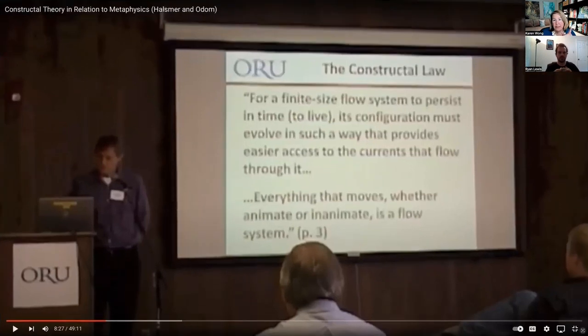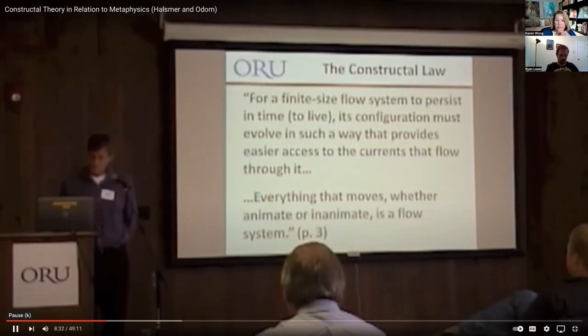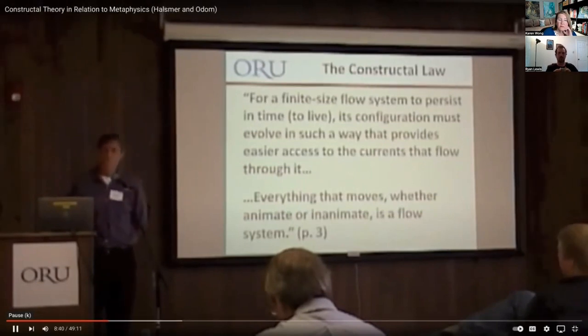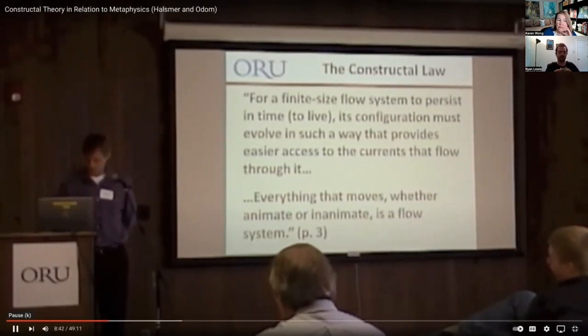It says, for a finite size flow system to persist in time or to live, its configuration must evolve in such a way that provides easier access to the currents that flow through it. Everything that moves, whether animate or inanimate, is a flow system. Now I'm going to play 1 minute of this video. And in terms of what it means to live, he says everything that moves, whether animate or inanimate, is a flow system. And he would define living things as anything that's moving. Very much different than how Walter Bradley defined it earlier last night.